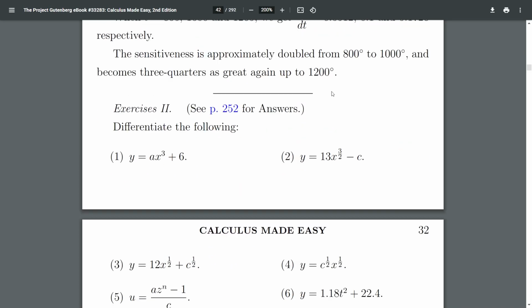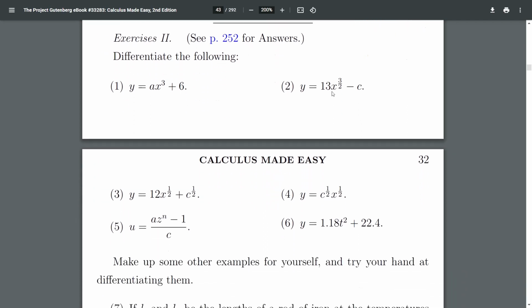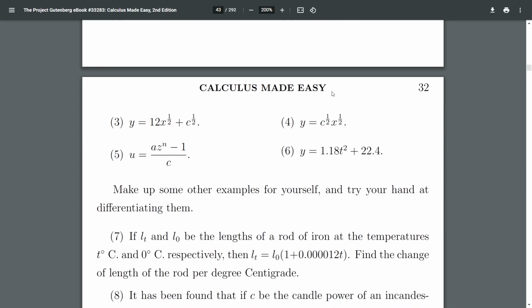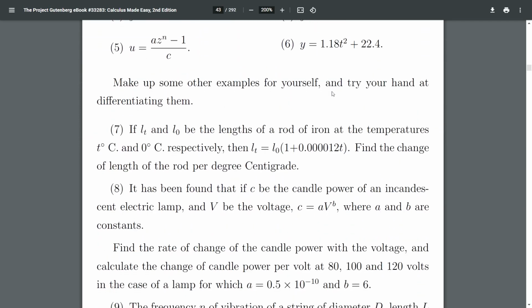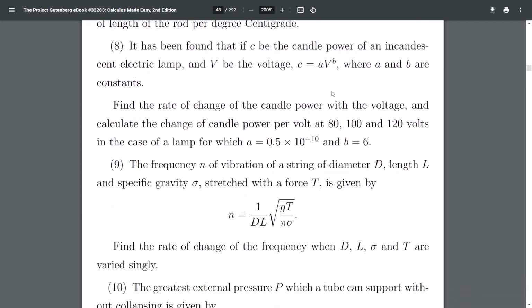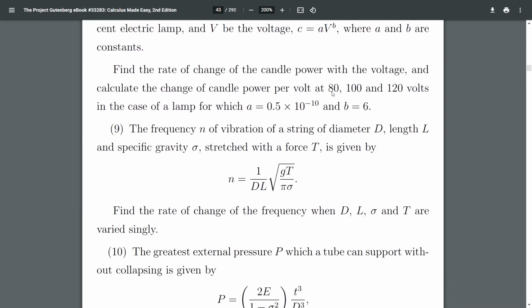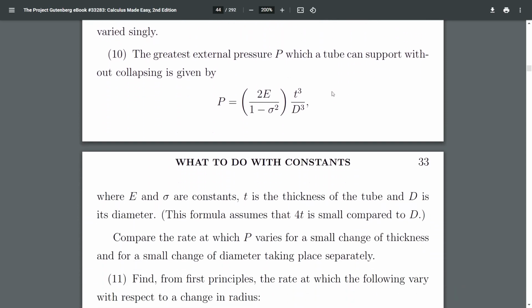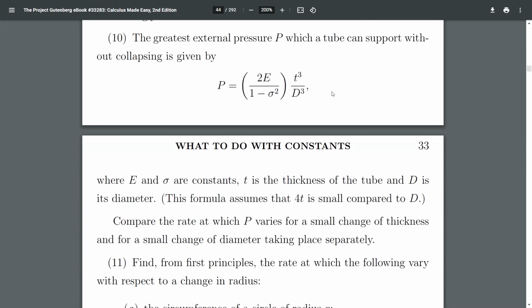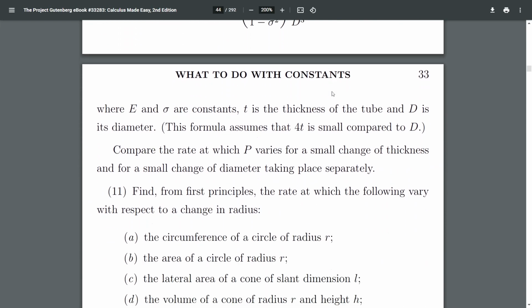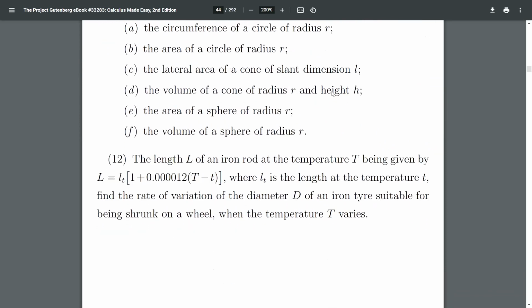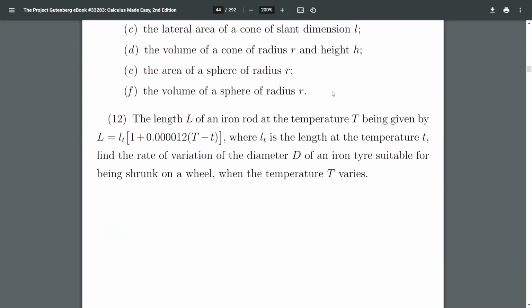Exercise 2. Answers shall be shown in 10 seconds.